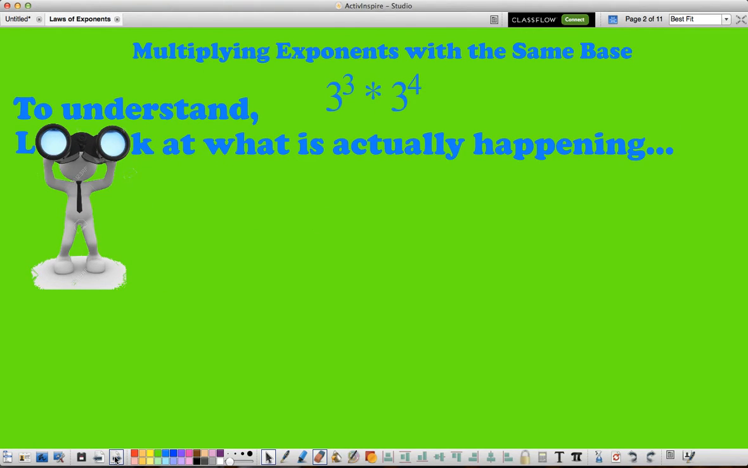Alright, so in order to understand these laws of exponents, we have to actually understand what's going on. So what we're going to do for each problem is look at what's actually happening, and then look at how we can make it simpler to do.